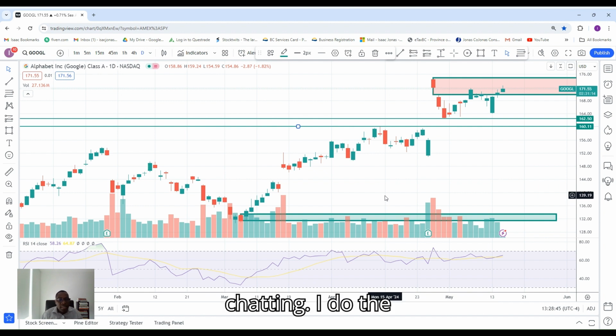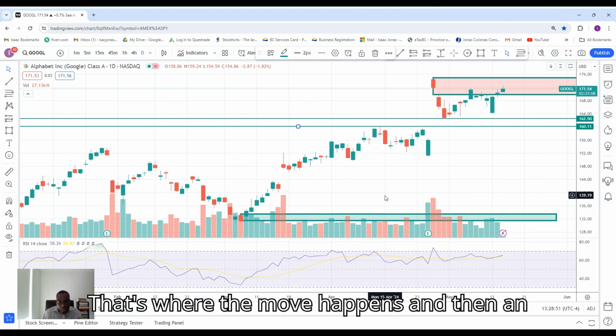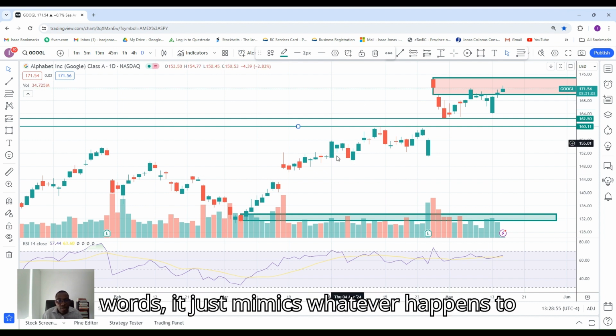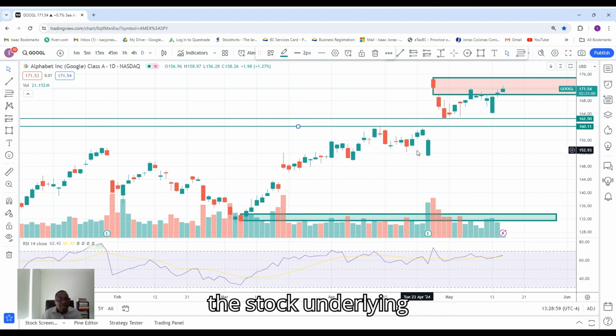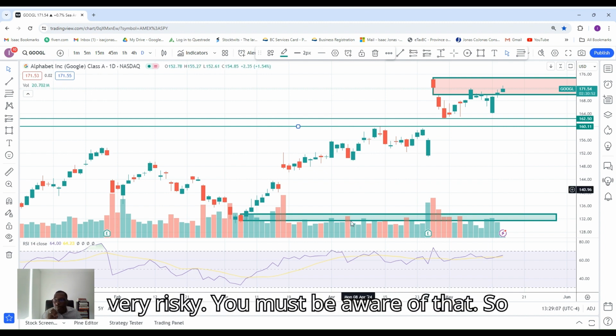But basically, I do the charting on the stock, because that's where the move happens, and then an option is just the derivative. In other words, it just mimics whatever happens to the underlying security. And options are highly leveraged, so they are very risky. You must be aware of that.